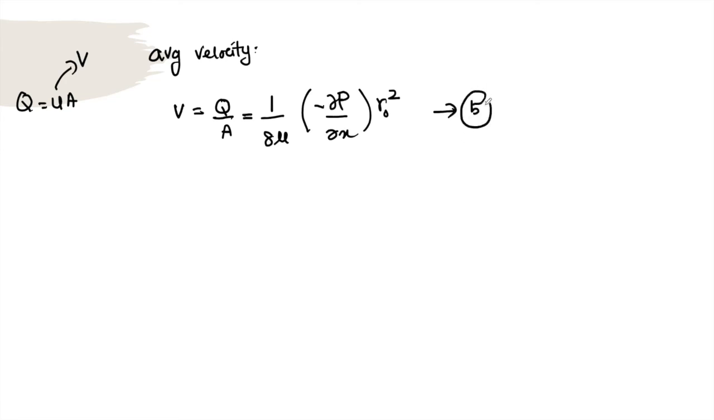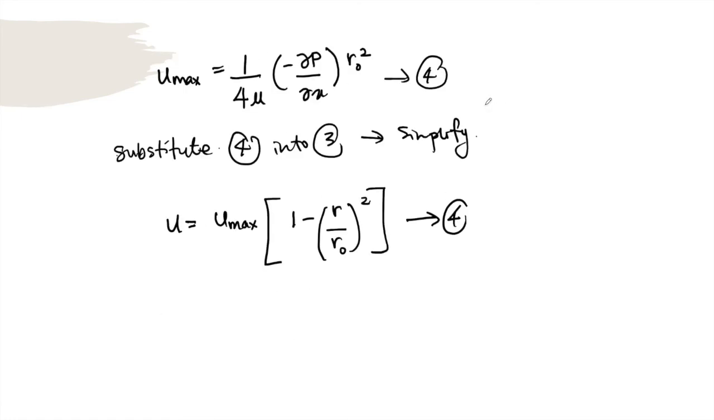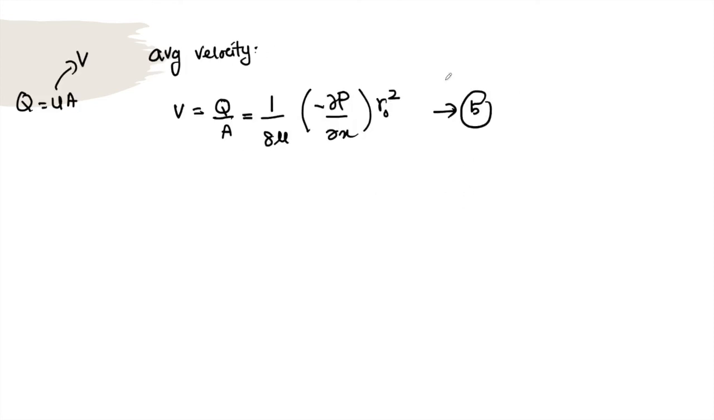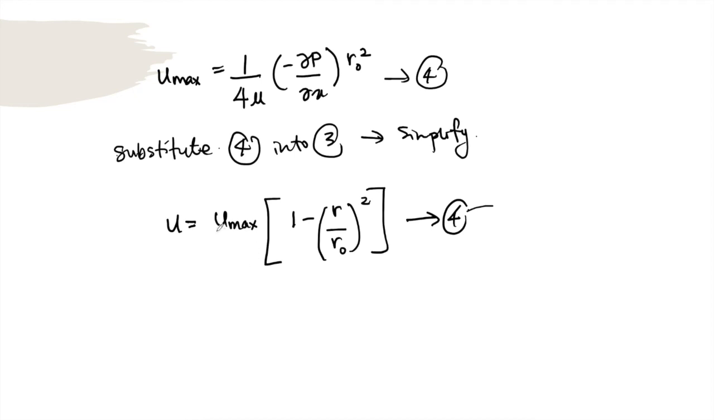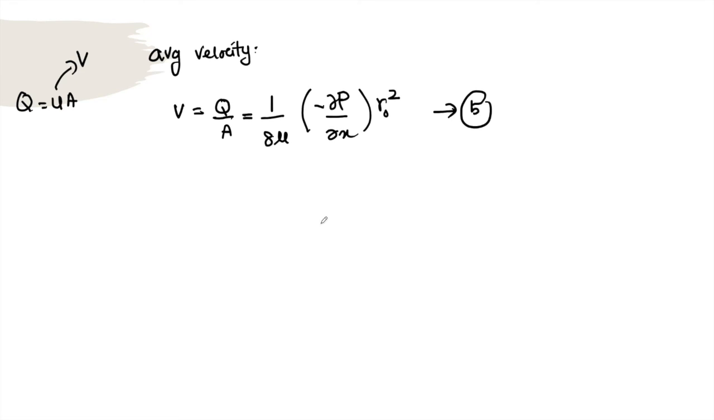Okay, so you have to compare this equation with the u maximum equation, 5 to 4. Oh, I'm so sorry, I made it double, which means this is 4. So you have to compare 5 and the equation that has u maximum in it. When you compare equation 5 with 4, you will get the result.